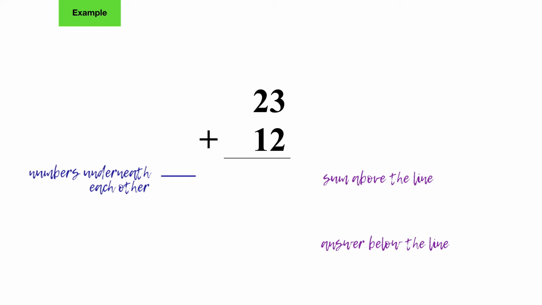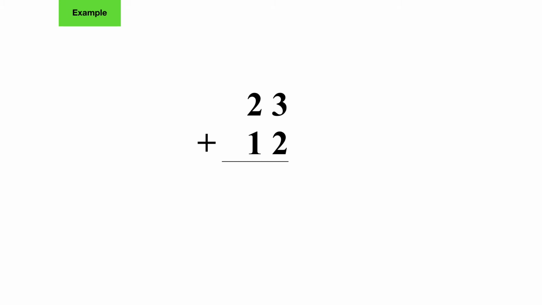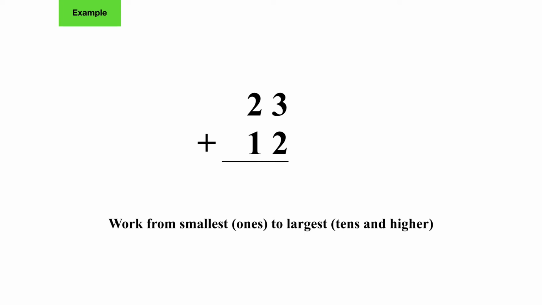So let's start. We're first going to break up our numbers again into place values. So working from smallest, the ones, to largest, the tens and higher, and this is very important. We always work from our smallest numbers, the ones, to our largest numbers. We are going to divide them into ones and tens. We don't have any hundreds. We don't have anything higher than tens in this example.